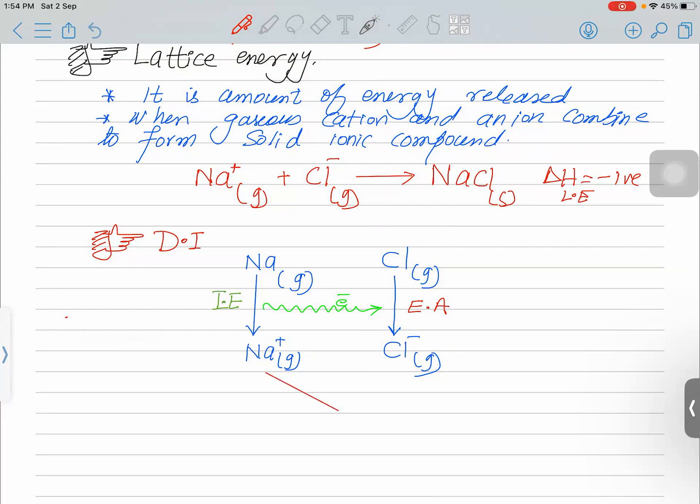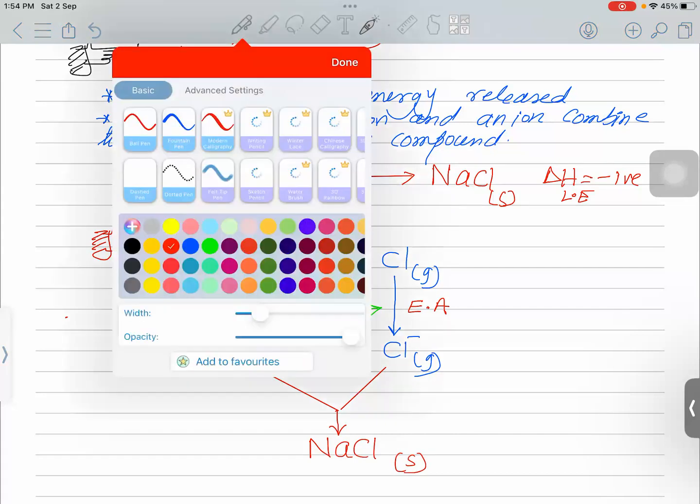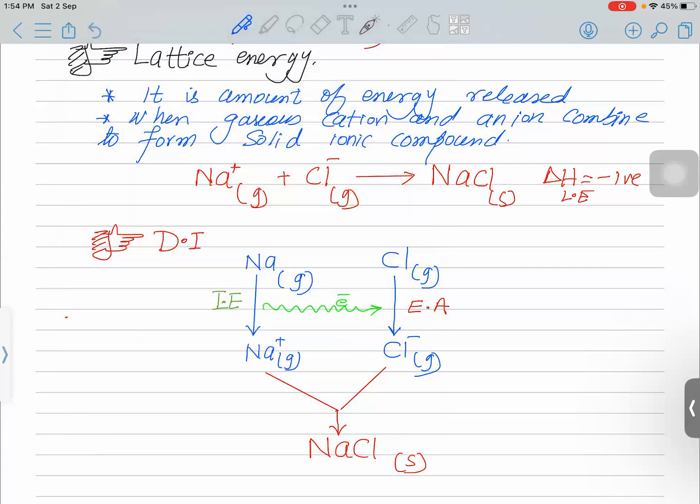When these two combine, NaCl solid is formed. Can you tell me the name of this energy? When gaseous ions combine, lattice energy. So this is how an ionic bond is formed. This is the correct picture, right? In O level, you studied an incomplete picture. This is the complete picture of ionic bonding.